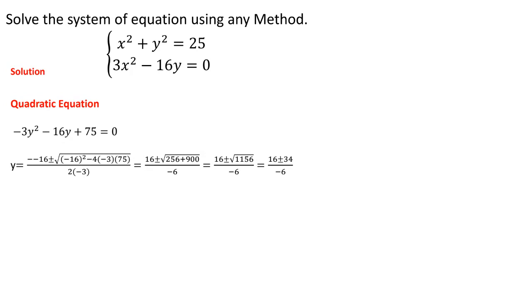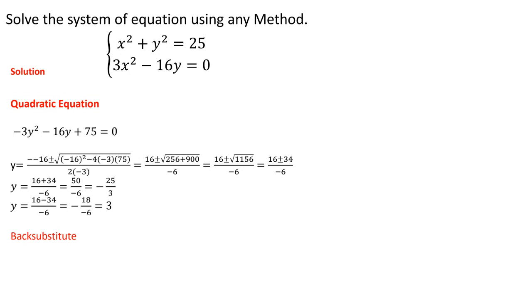So we simplify: negative 16 squared is 256, and 4 times 3 times 75 is 900. And so we end up with 1,156. And the square root of that number is actually 34. So we're going to end up with two answers. One answer is 16 plus 34 divided by negative 6. If we simplify that, we end up with negative 25 thirds.